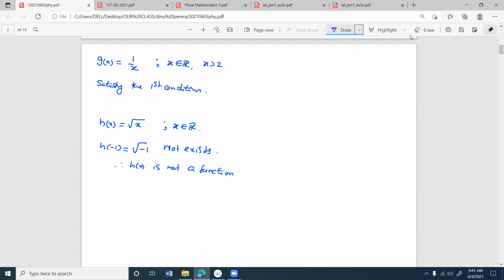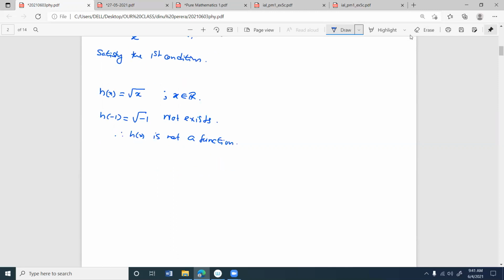This is pretty simple. To show it's not a function, it's very easy. Showing one example where it violates the condition is enough. But if you want to show it is a function, you need to show all the required conditions, that none of the conditions is violated. If a single condition is violated, we can say it's not satisfying the given condition. Okay, that's how we have to do it.